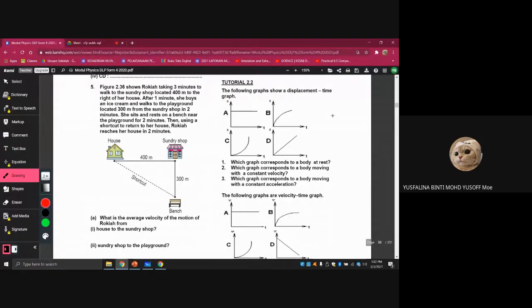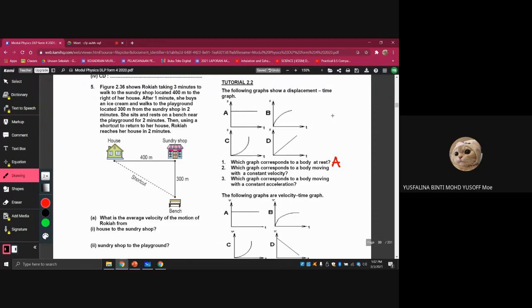For number one, which one is the correct answer? Yes, A. Very good, the answer is A. For number two, which graph corresponds to a body moving with a constant velocity?